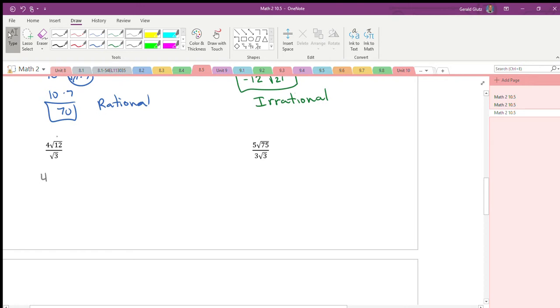so 4 times square root of 12 divided by the square root of 3. So another way to write this would be 4 times the square root of 12 divided by 3. But we know that 12 divided by 3 is 4, so I'll have 4 times the square root of 4. Hopefully you know that the square root of 4 is 2, so this would be the same as 4 times 2 or 8. So since we get a whole number for our answer, it is rational.